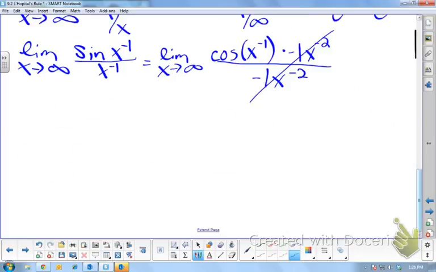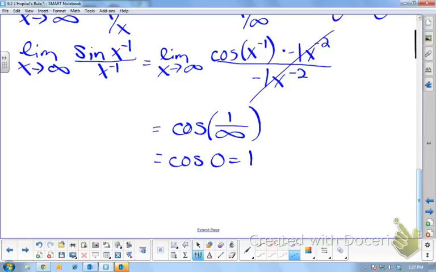So, if we're going to apply our limit now, we plug in infinity. Cosine of, this time I'm going to rewrite back as 1 over infinity. What did we say we mean when we have 1 over infinity? It's 0. So it's cosine of 0, which is 1. So really, L'Hopital's rule still applied. We just had to do a little finagling, rearrange some stuff.